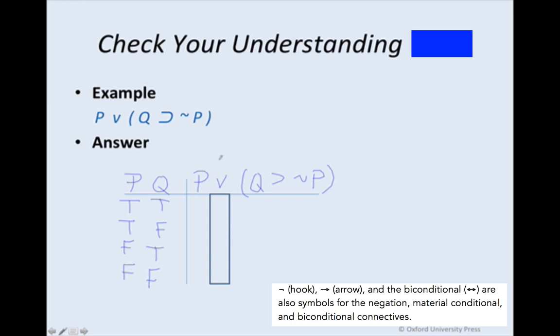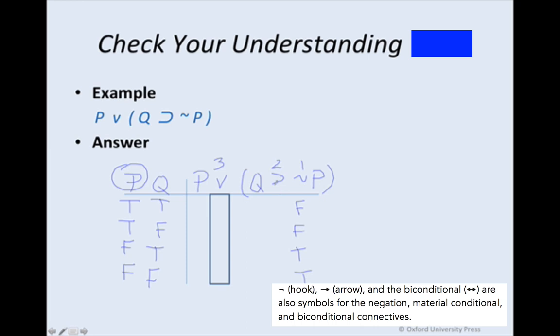If we know that this is the main connective, then we know that we calculate or determine its truth values last. Of these two connectives, the horseshoe holds together the left side Q and the right side not P. So of these two connectives, horseshoe is the main connective, and that means we need to calculate not P first. So we're going to take a look at all the values under P and we're going to negate them. False, false, true, true.